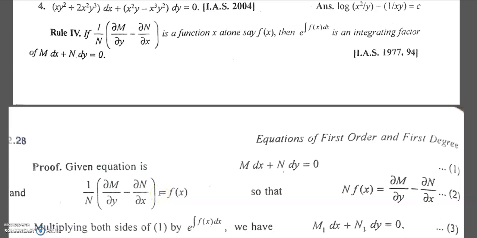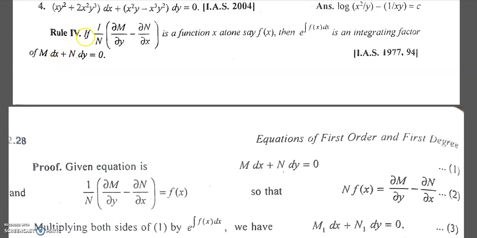Welcome students. In our last lecture, we had discussed up to rule 3. Now we will discuss rule 4. What is it? Considering a differential equation of the form M dx plus N dy equal to 0, which is not exact.